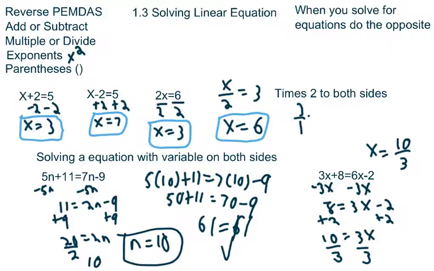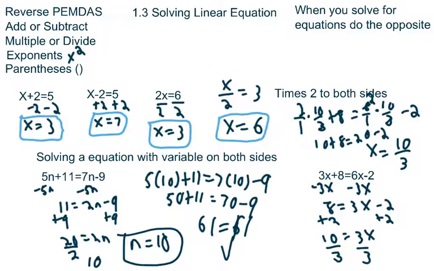3 times 10 over 3 plus 8 equals 6 times 10 over 3 minus 2. Cross multiply. 10 plus 8 equals, cross multiply, 20 minus 2. 18 equals 18. That is correct. This is your final answer.